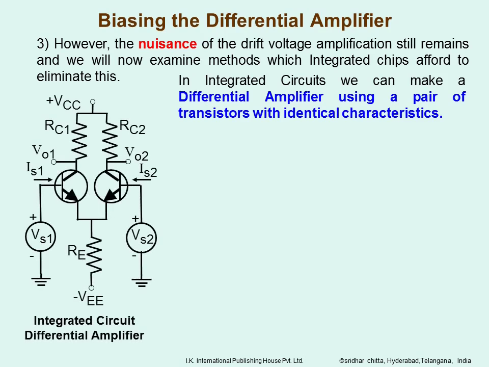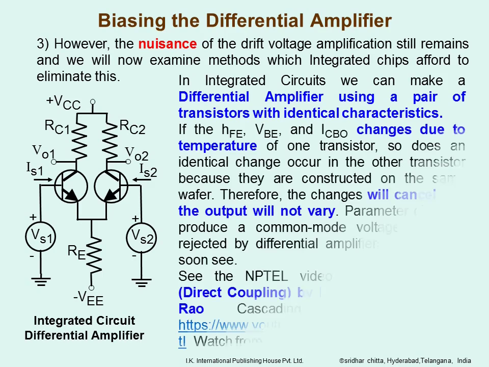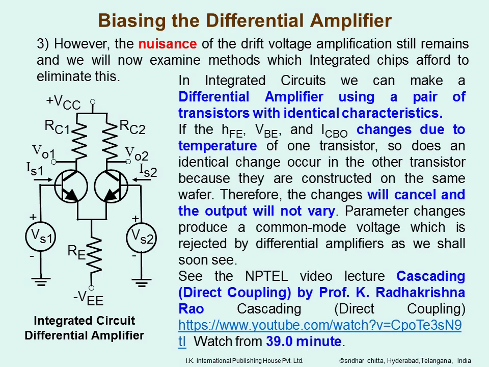If the HFE, VBE, and ICBO change due to temperature in one transistor, so does an identical change occur in the other transistor because they are constructed on the same wafer. Therefore, the changes will cancel and the output will not vary. Parameter changes produce a common mode voltage which is rejected by differential amplifiers, as we shall soon see.